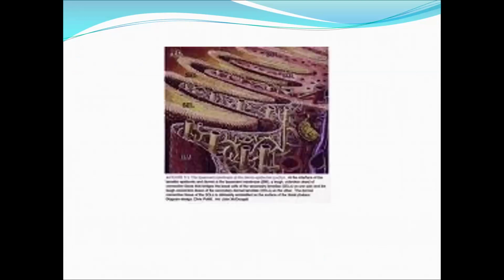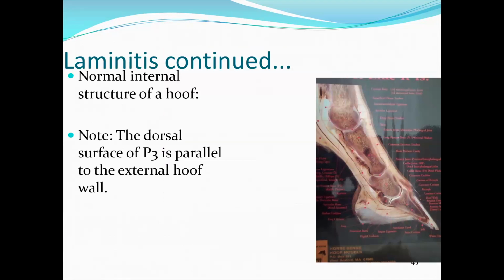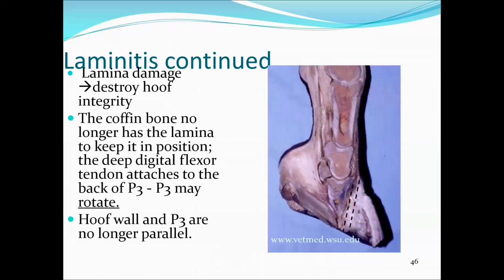All right, so this is a picture of your lamina. So you're sensitive and you're insensitive. You get swelling in there and it's like the Velcro pulling away. All right, so this is a normal looking hoof here. So your coffin bone is parallel to that hoof wall and very well attached. This is your laminitic horse that has tearing and divergence or rotation of that coffin bone away from the hoof wall.